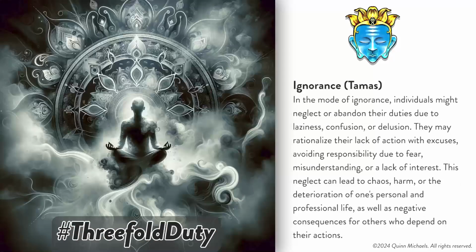3. Ignorance, tamas. In the mode of ignorance, individuals might neglect or abandon their duties due to laziness, confusion, or delusion. They may rationalize their lack of action with excuses, avoiding responsibility due to fear, misunderstanding, or a lack of interest. This neglect can lead to chaos, harm, or the deterioration of one's personal and professional life, as well as negative consequences for others who depend on their actions.